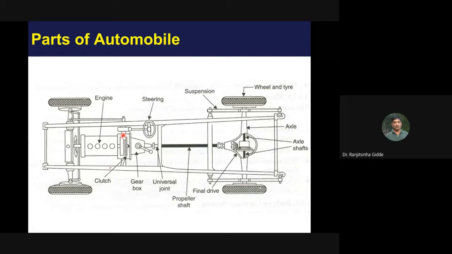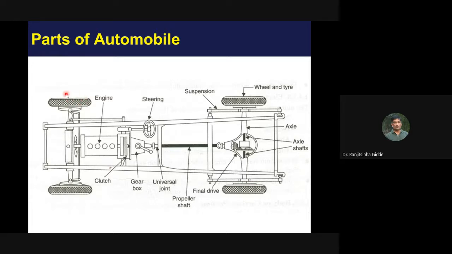Okay. Then now we are going to see parts of automobiles. Some of the important parts are shown, and a caption to each part is given. Now we can start from this side. Our concern is about the four wheeler, so whatever is possible we will discuss only about the four wheeler.